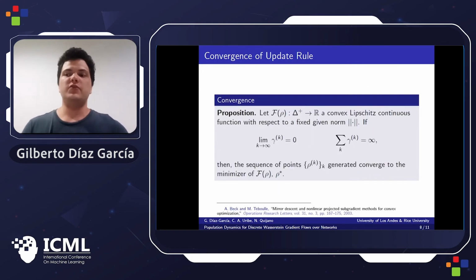An important feature of this update rule is that its convergence is guaranteed for a proper choice of the parameter gamma. Therefore, we develop an iterative algorithm that works with local information and minimizes functions over discrete measures.